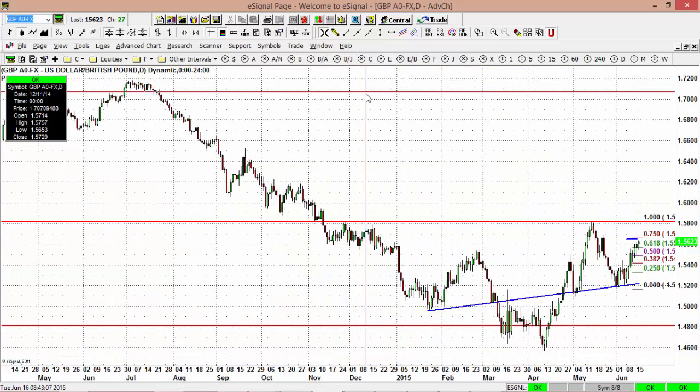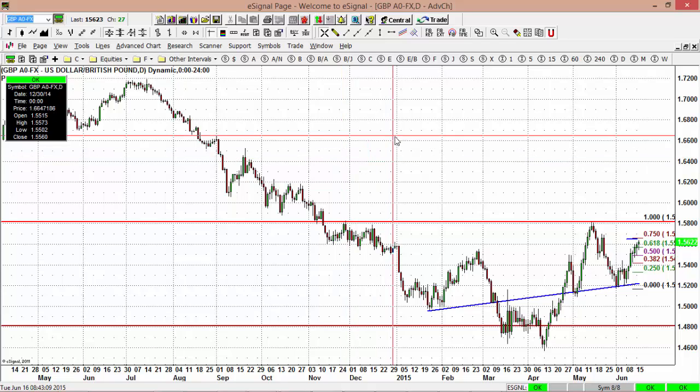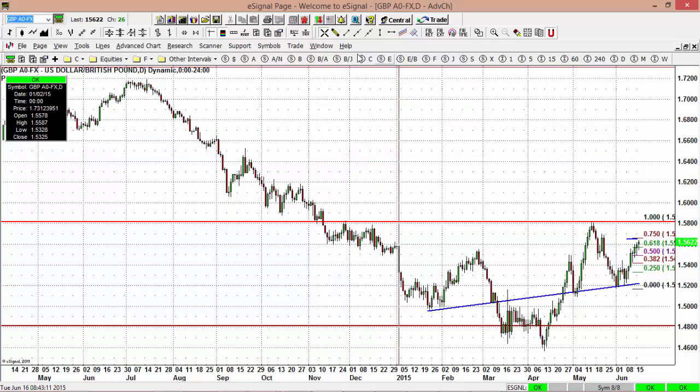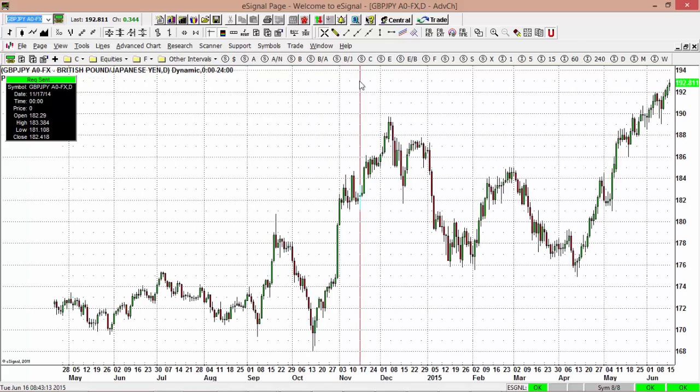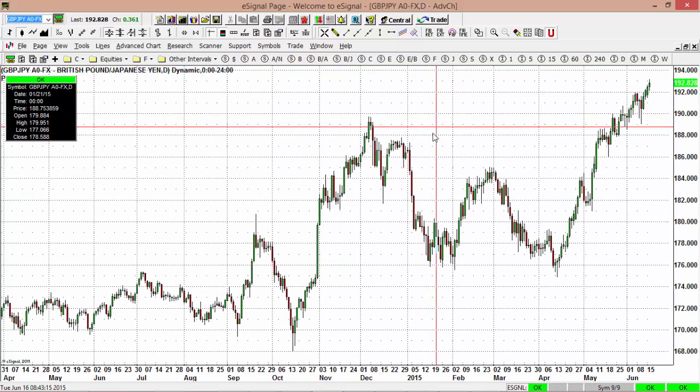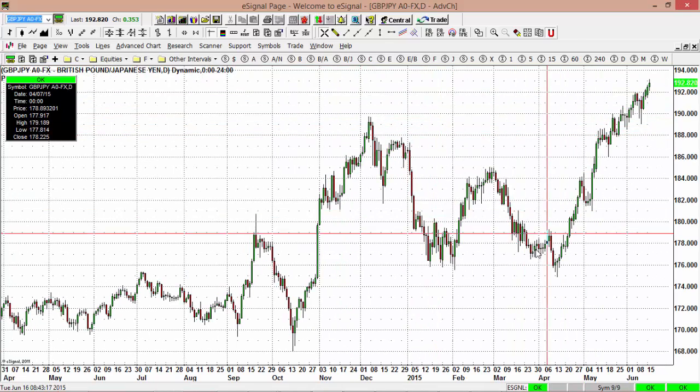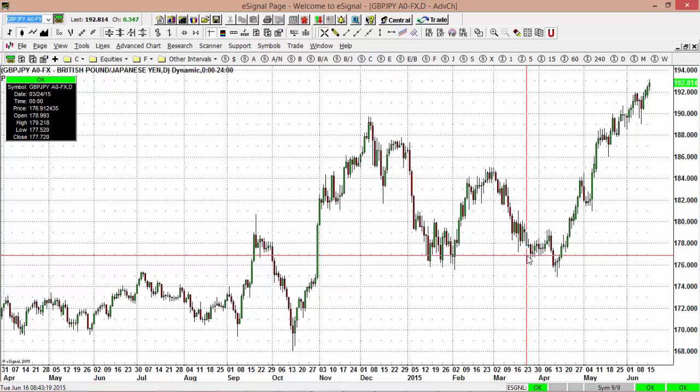As I said, we're looking for an initial move up to the 158 level in this market. We're still long the British pound versus the Japanese yen, and for those of you who have been following this for a while now, we called this trade near the 180 level, and we're up to 192.81. So that's definitely over 1,000 pips in this market, this British pound versus the Japanese yen.